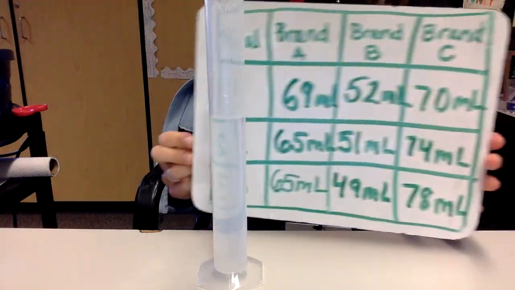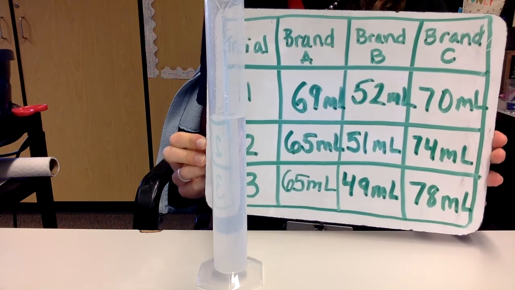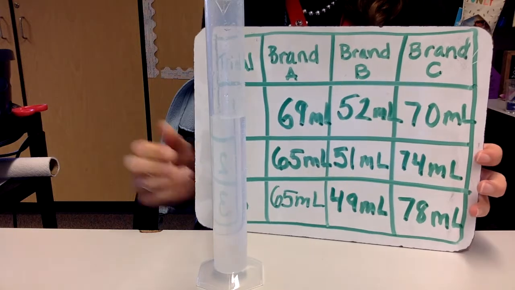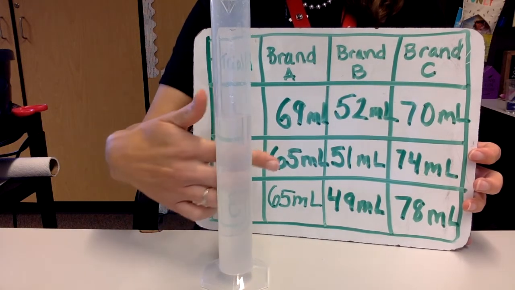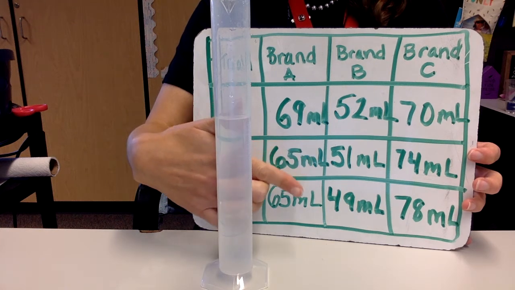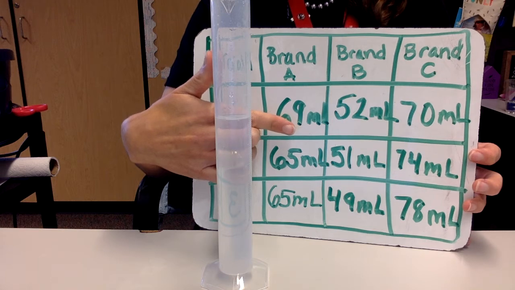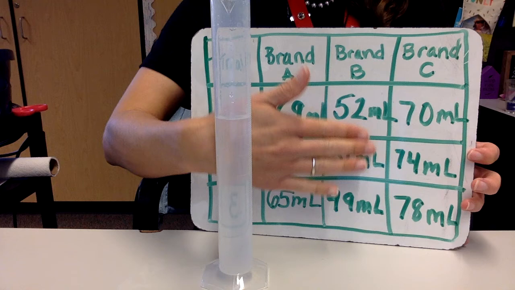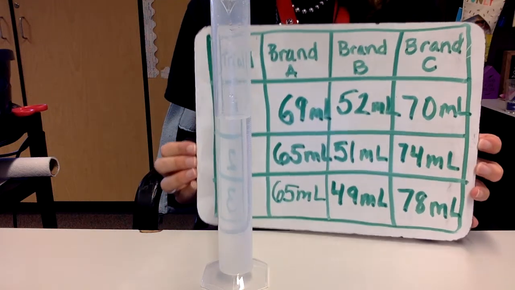I'm not sure what I did differently, but we have a difference in our range of 8 milliliters, whereas with the first brand, we only had a difference between 69 to 65 of 4 milliliters. And then brand B, we only had a difference from our minimum 49 to our maximum 52 of 3 milliliters. So for our brand C to be so drastically different is interesting. I'm not sure what I had done differently.